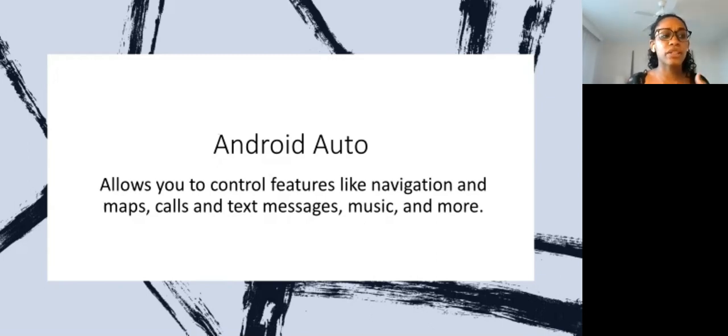So if you have Android 9 or below, you're going to have to download the Android Auto app. And if you have Android 10 or higher, it's built in. So you don't need to download that app to get started. And then, once you do all the setup we'll talk about, you won't need to do it every time. You'll just be able to connect it and go.